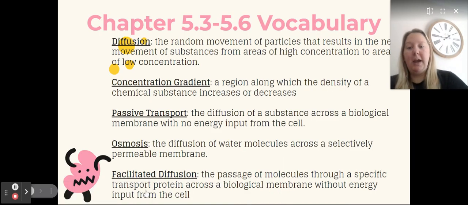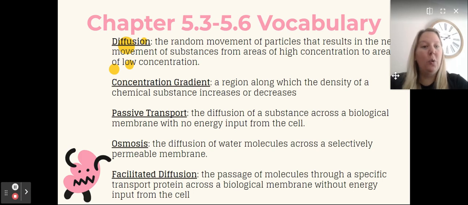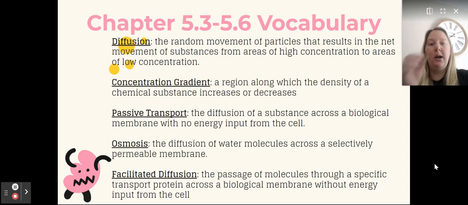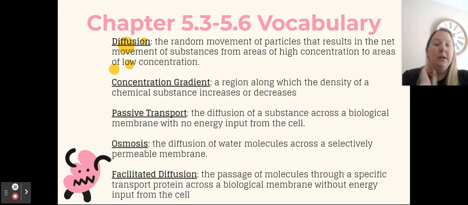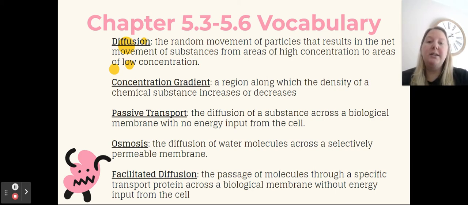So just some vocab to help us learn what passive transport is and its importance. First is diffusion. Diffusion is a type of passive transport. It's the random movement of particles that results in the net movement of a substance from areas of high concentration, where there is a lot of that particular substance, to areas of low concentration, where there's not a lot of that particular substance.